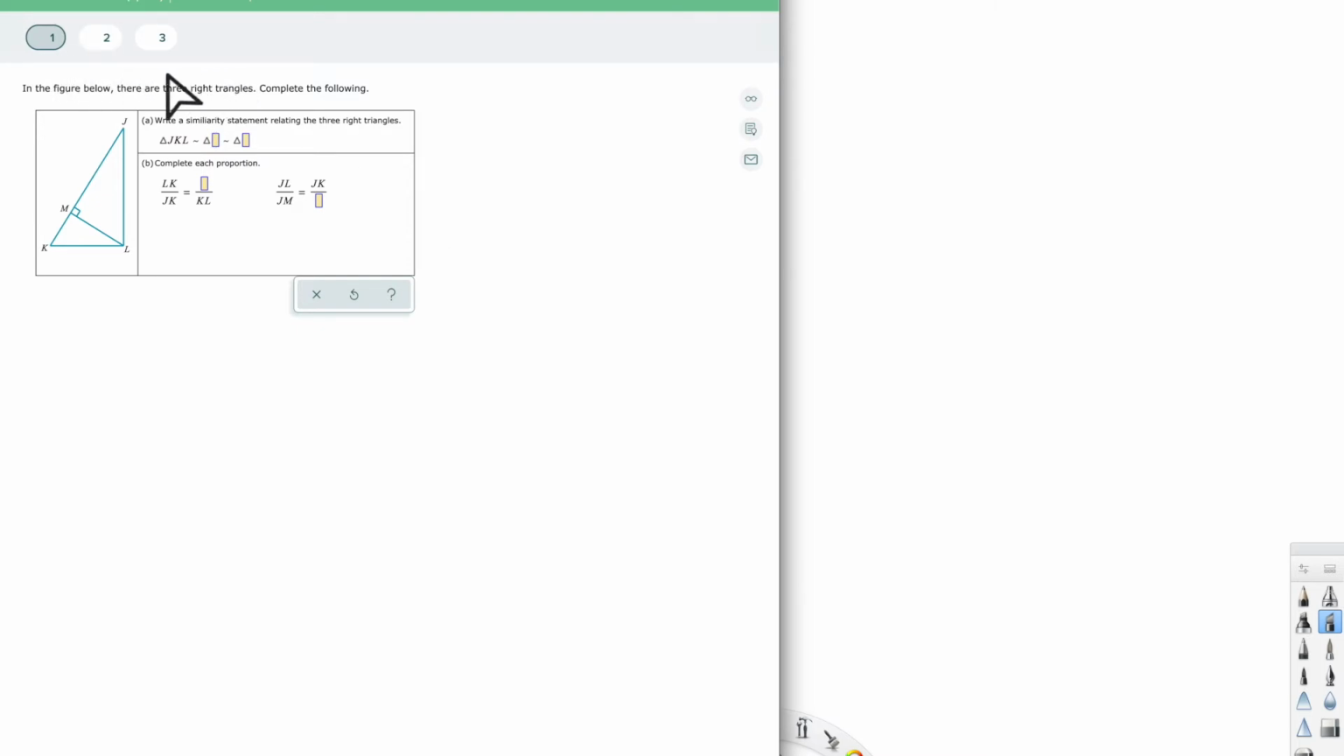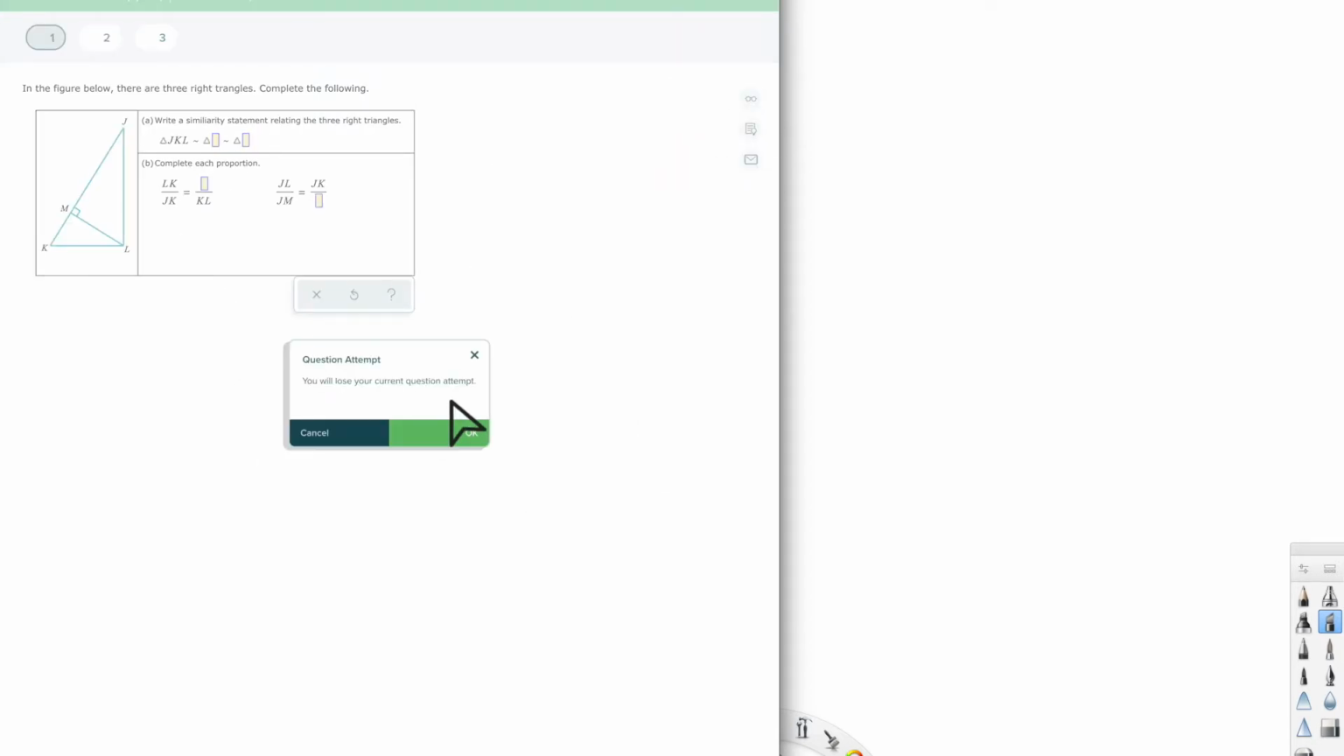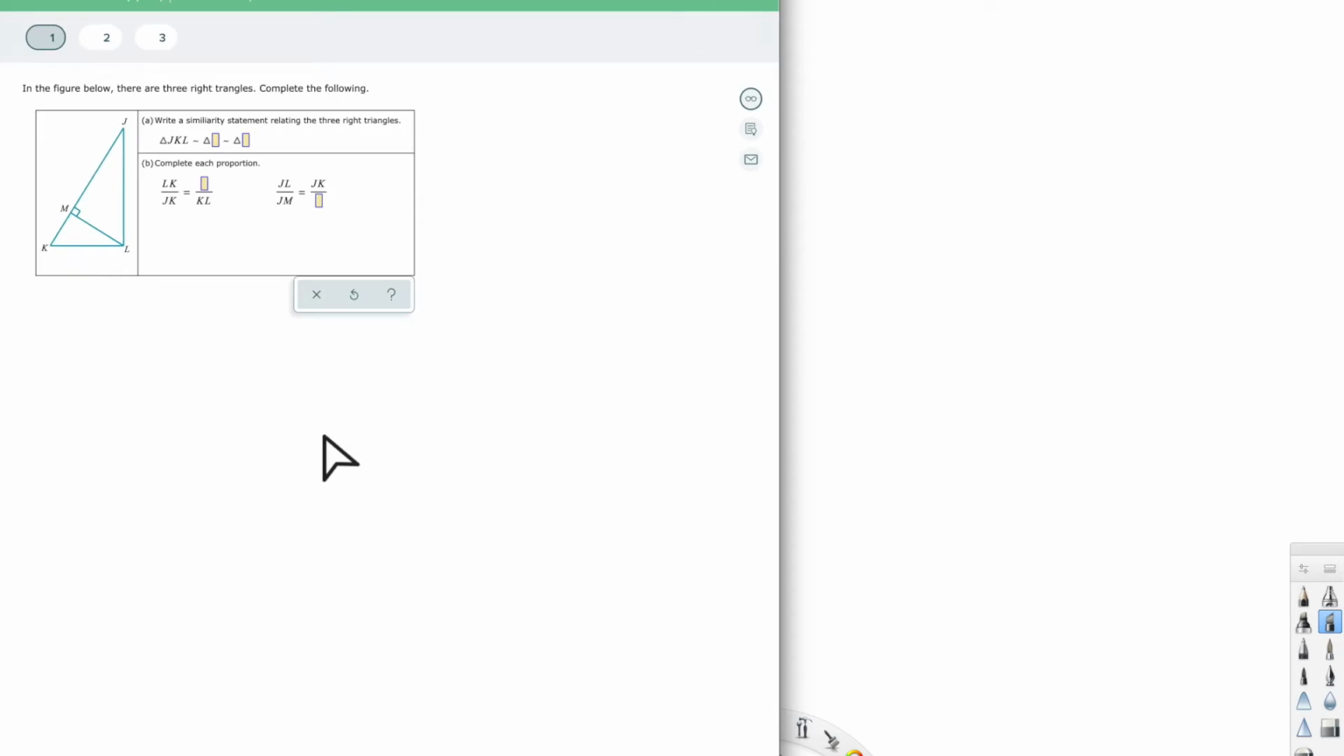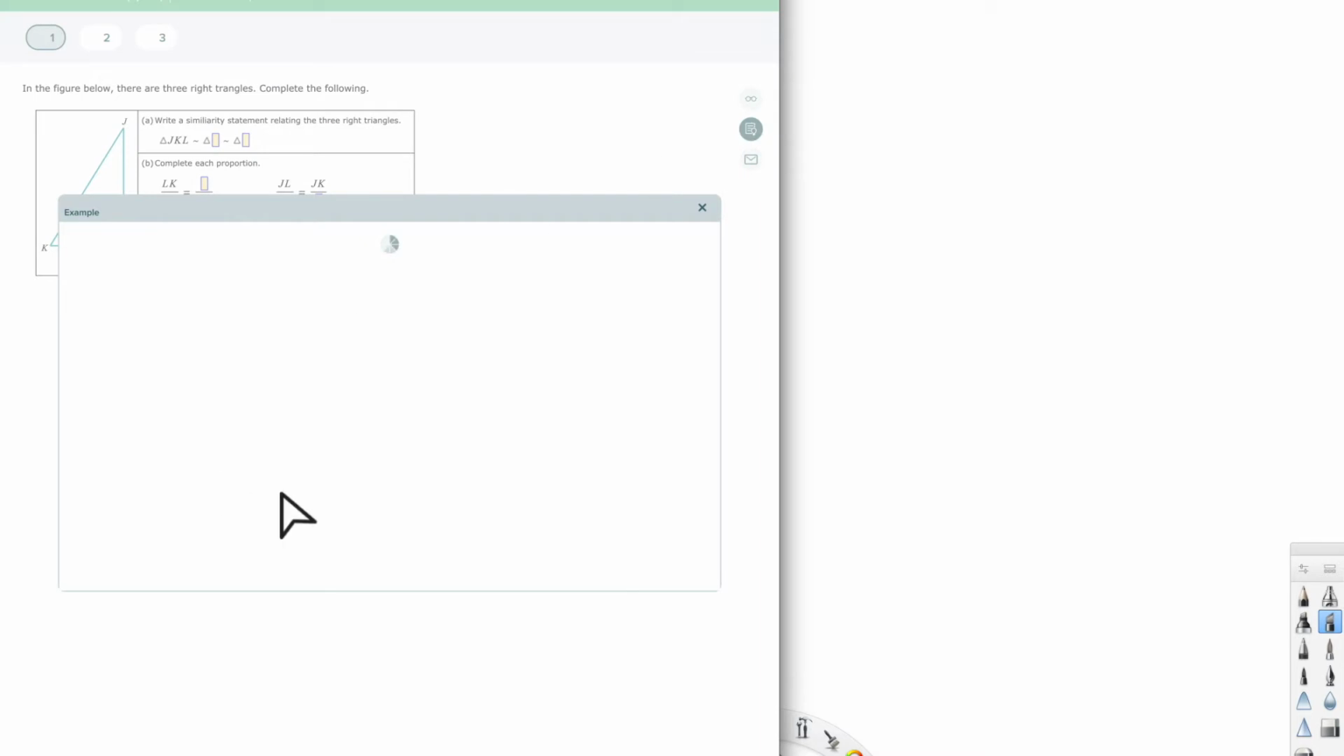On the side here we have explanation, example, and message center. Explanation tells you you're going to lose your question attempt because it's going to give you the answer to this question. So it's not going to give you the answer unless you come type it in. Example shows you exactly what we're going to be doing here.